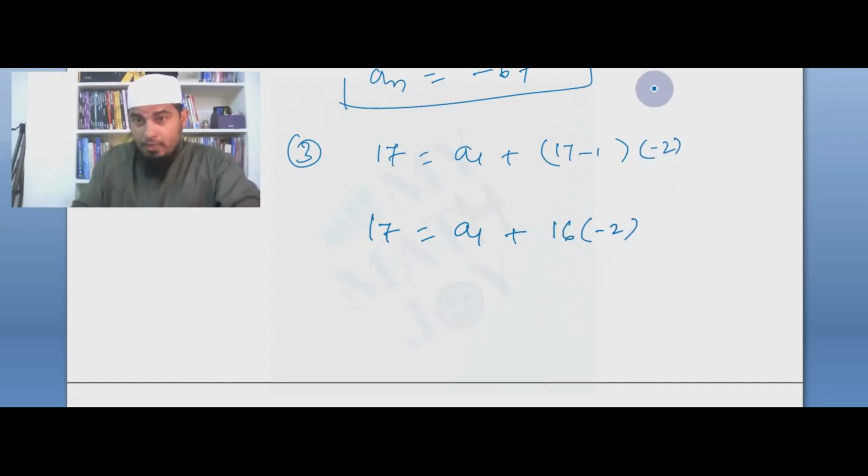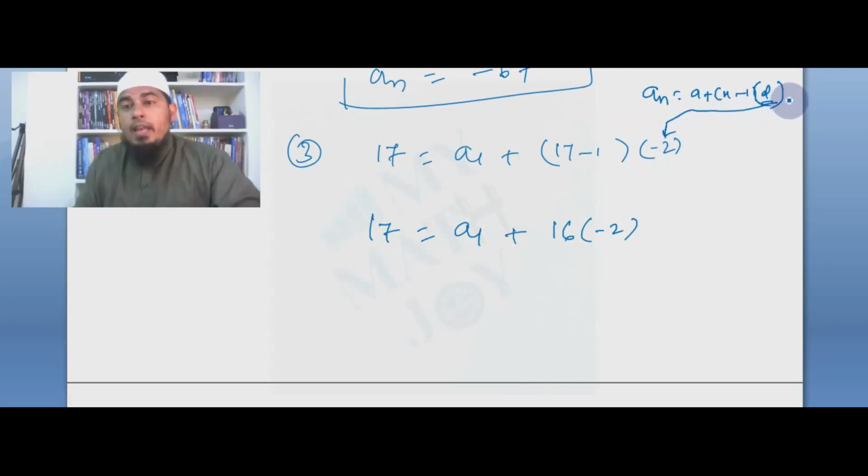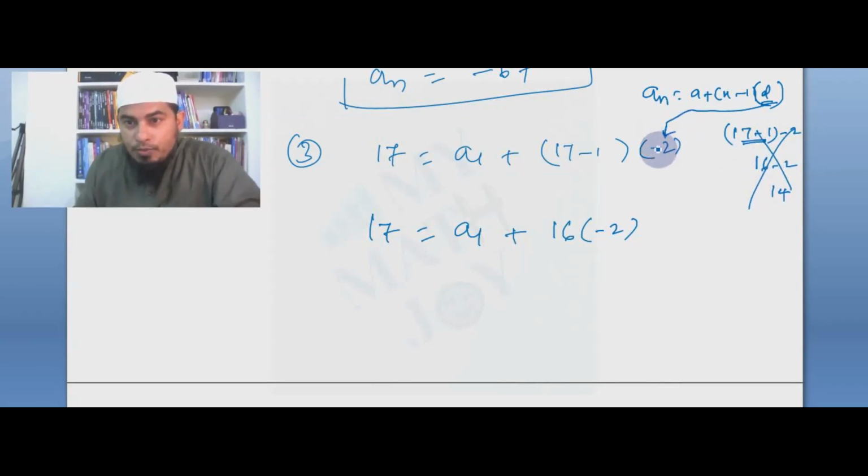When the formula itself says an is a plus n minus 1 d, here d will be written in the bracket when it is negative. If you are not writing the bracket, what happens? It will look like this. And you think you will simplify this to 16, then minus 2, you will get 14, but that is a blunder mistake. So what happens if you use the bracket? It comes in multiplication. Actually d is in multiplication. If you don't use the bracket, you will get a mistake.